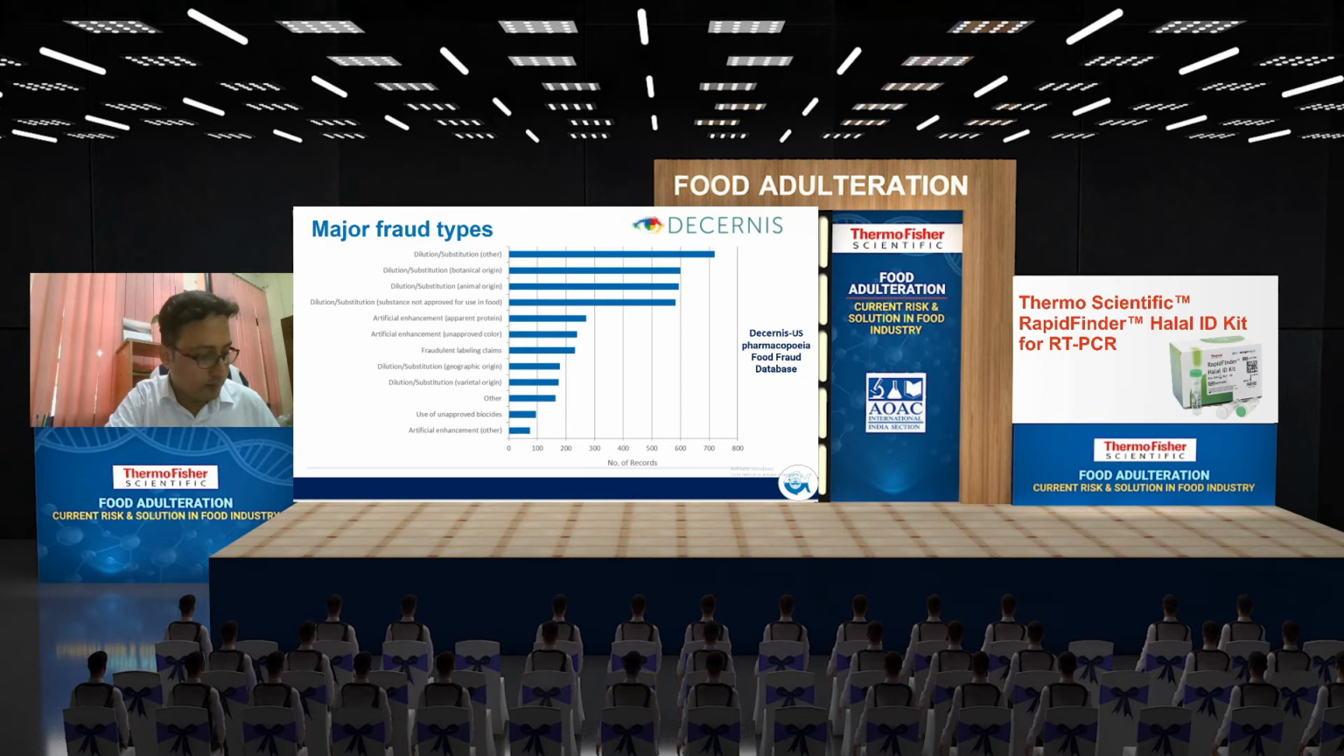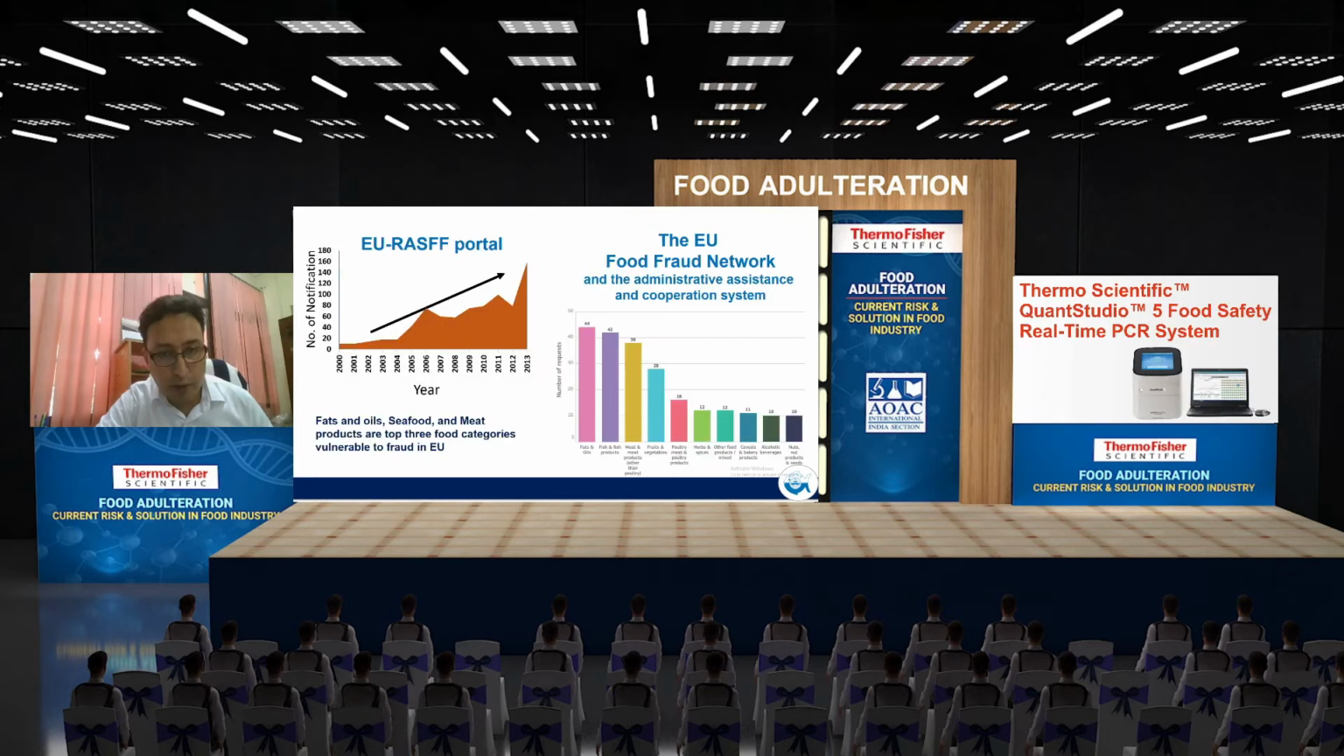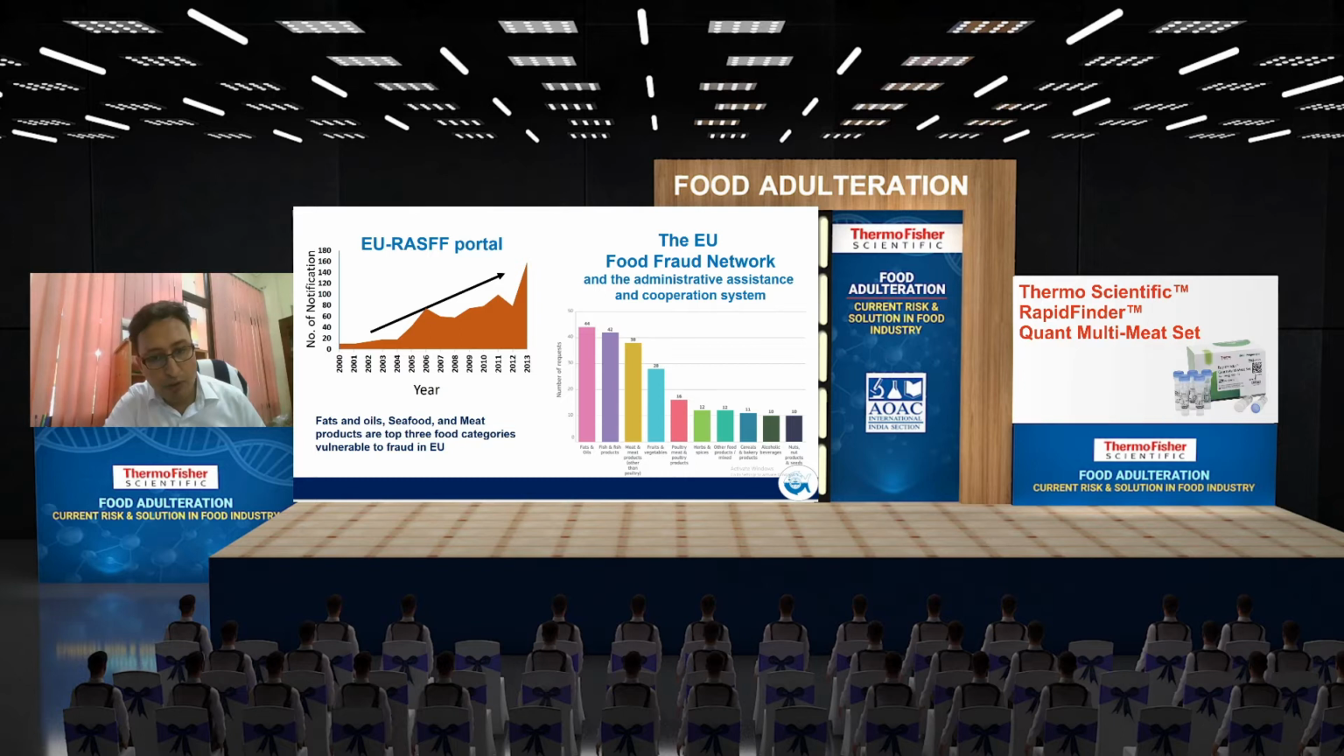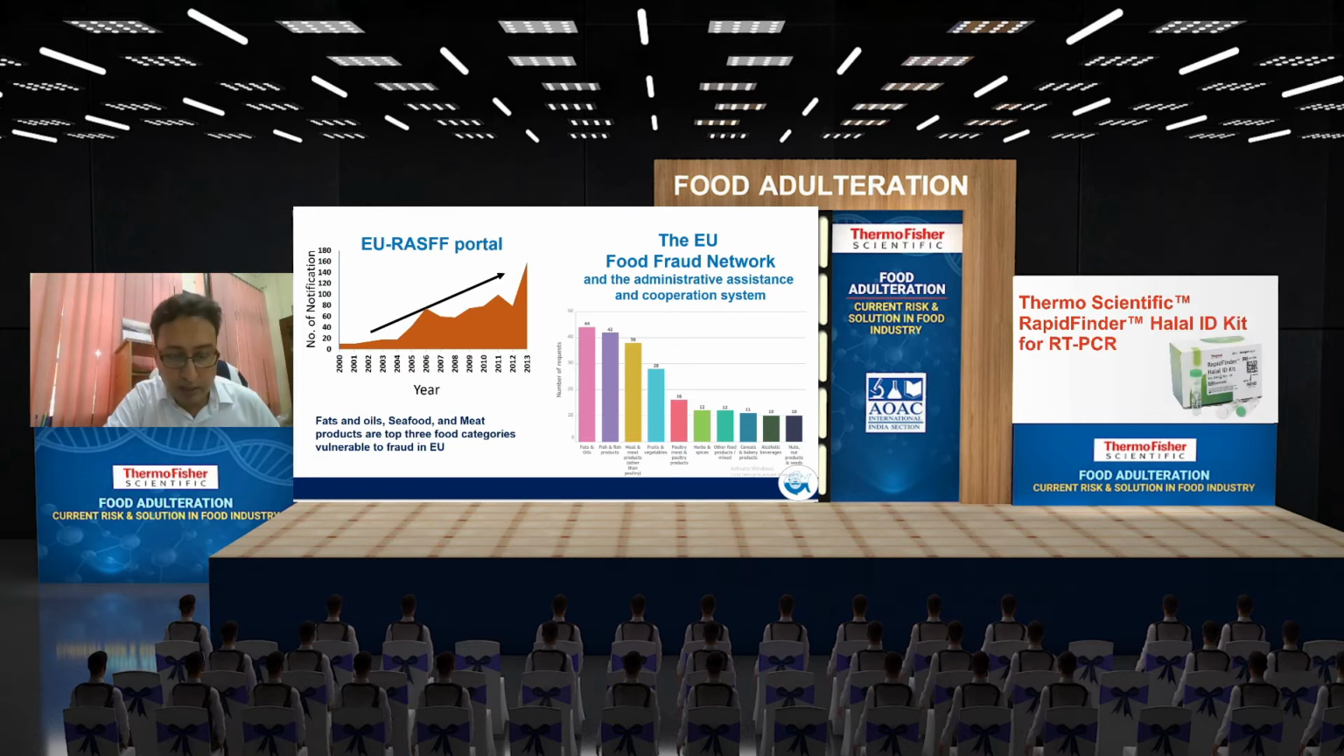So here again, I'd like to show some data from the EU Food Fraud Network and the Administrative Assistance and Cooperation System. Here also, if you check the data again, you will see that seafood is one of the most vulnerable commodities. It comes in the top 3 food categories, and more requests from member countries came for these commodities. So may I have the next slide, please?